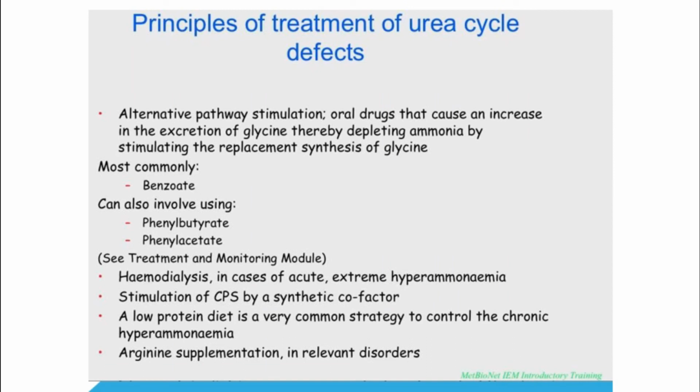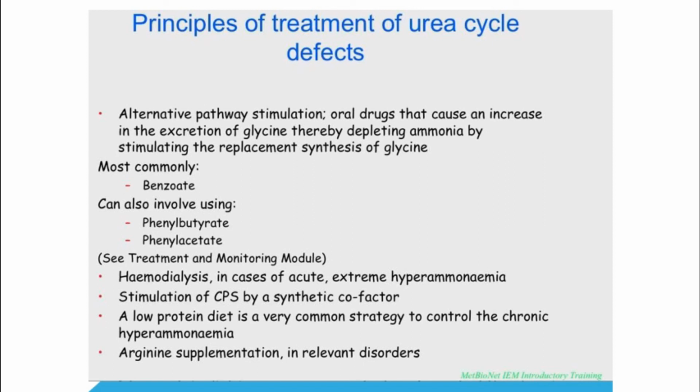Now what happens? How do we treat these patients here? There is one principal protocol to treat these patients who have defects of urea cycle. We basically will give oral drugs that will help us to reduce the level of glycine. And if we are able to succeed in this, they may help us to deplete ammonia. How? By synthesis of glycine. If we have a low level of glycine, ammonia will be stimulated to produce glycine, so it will be used up. So drugs that we use are called benzoate, or also we can use drugs such as phenylbutyrate and phenylacetate.